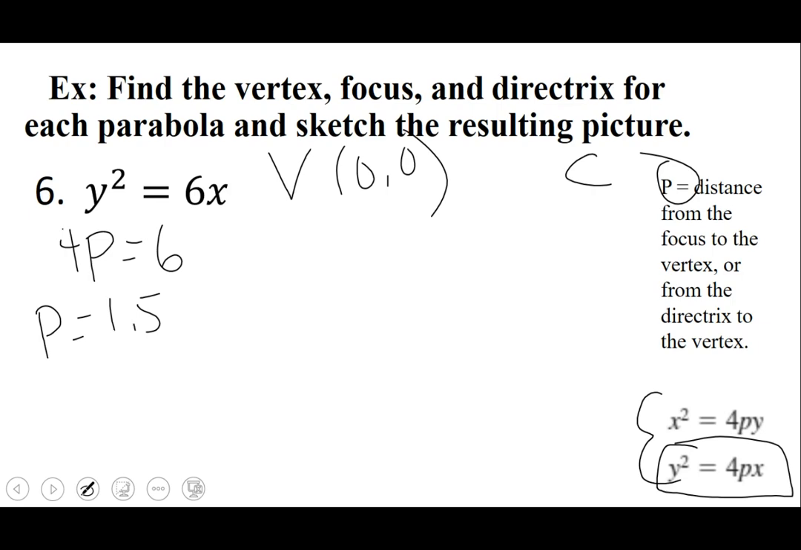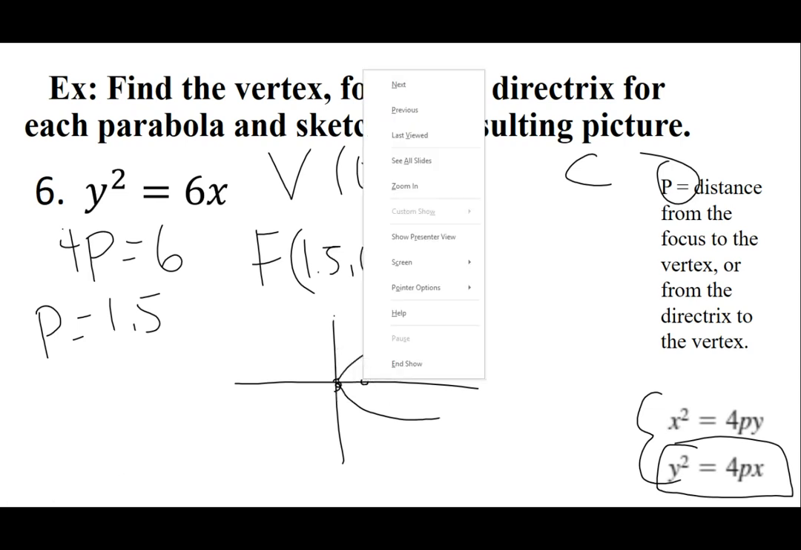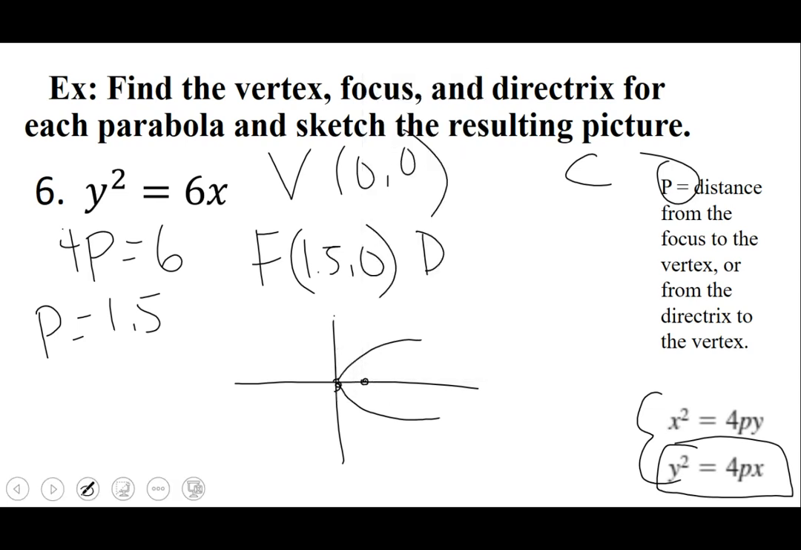So to find the focus and to find the directrix, again, the focus is always a point. The directrix is always a line. So 0, 0 is the vertex. We know that this graph is opening to the right. The focus has to be p units to the right of the vertex, which means it's going to be at 1.5, comma 0. And then the directrix has to be 1.5 units to the left. That means you're going to wind up with a vertical line, which would be x equals negative 1.5.